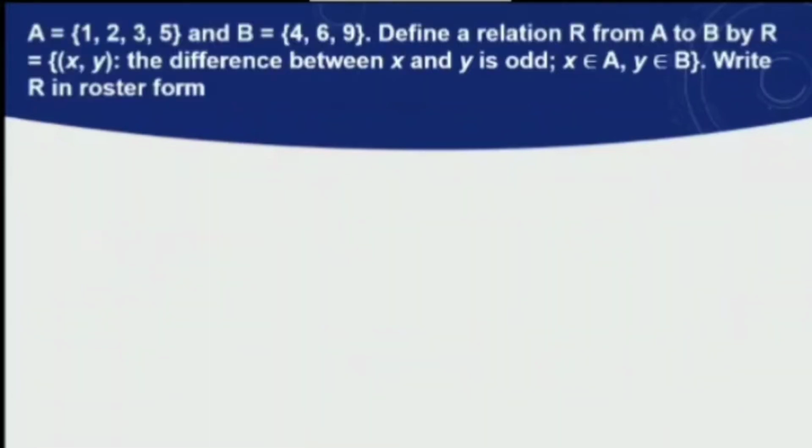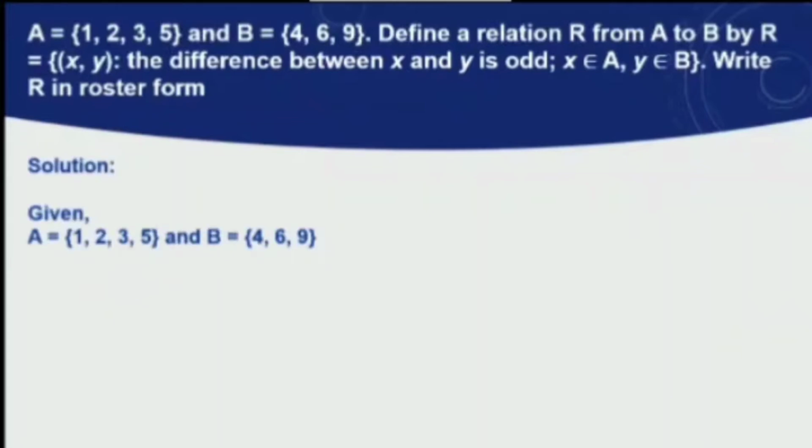Now see the next question. Here A is given 1, 2, 3, 5 and B is given 4, 6, 9. Define a relation R from A to B, R equal to such that ordered pair (x, y), the difference between x and y is odd, x belongs to A and y belongs to B. Write R in roster form.